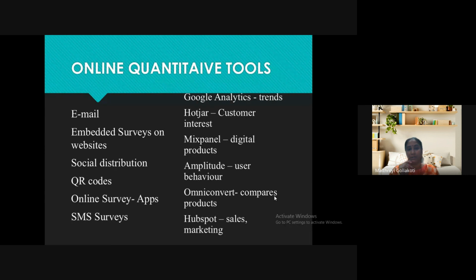Or QR codes. You can give the code, and as soon as it is scanned, the survey will appear on your phone and you have to answer. Okay, that is a QR survey. And then online survey apps. There are some apps online where they survey you on different products. And when you give your feedback, you will be given points. And on some apps, they will give you some rewards also. Okay. Next, SMS surveys that can be done on mobile phones.